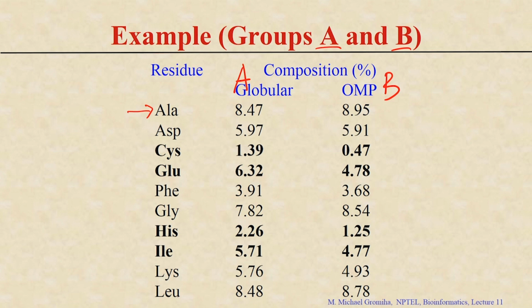In some cases, yes, for example, aspartic acid there is no change at all: here 5.97, here 5.91, the difference is only 0.06. But some residues, if you look in the details, are highly different.